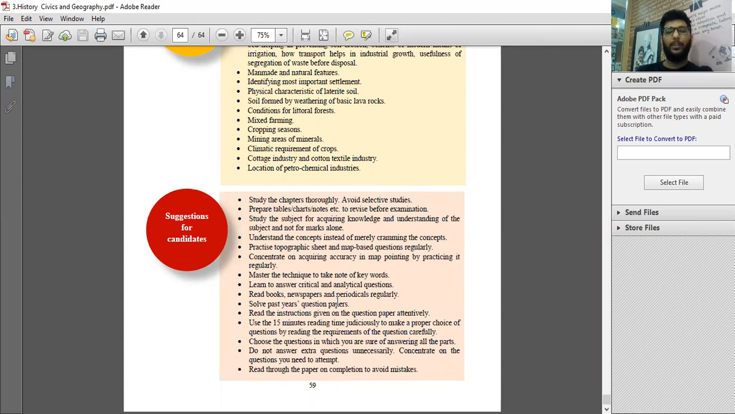Use the 15 minutes of reading time judiciously so that you know what questions you're going to be attempting. Solving previous years' papers has always been an advantage. We've already done that through Step Up. Again, do not attempt an extra question if you feel that you don't know the answer.